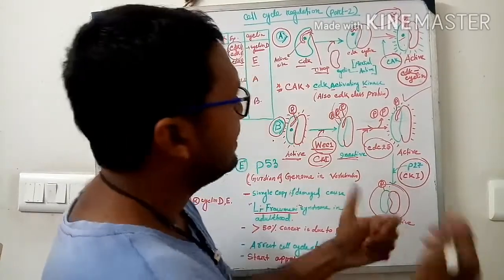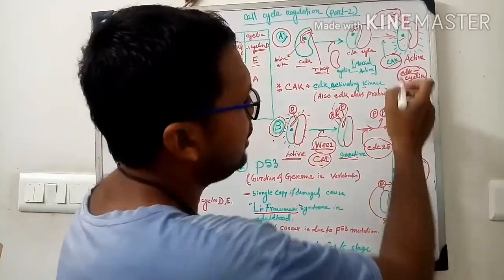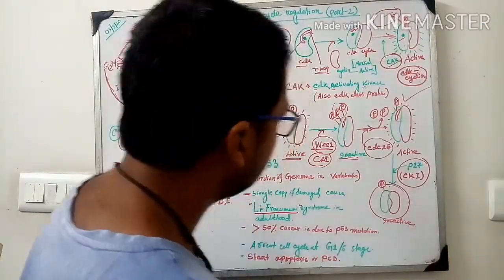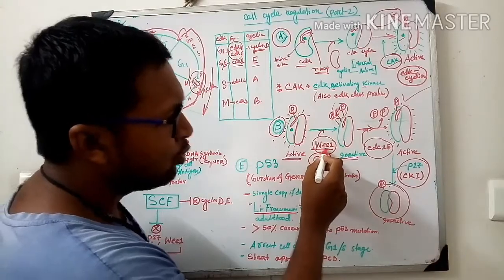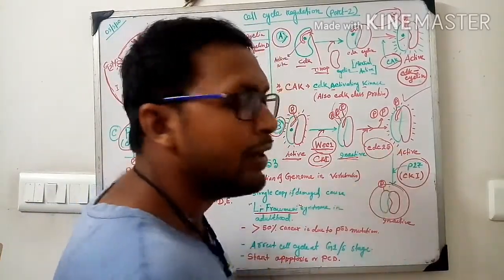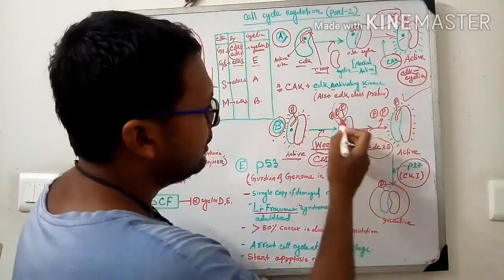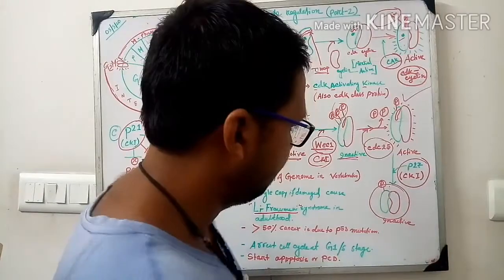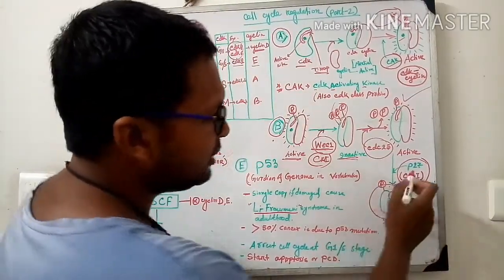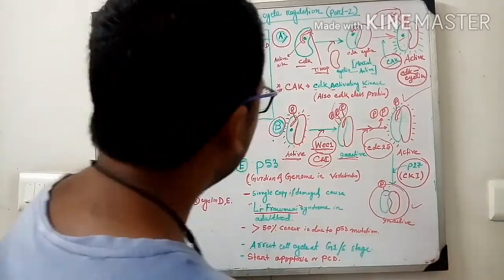So the CDK activating kinase helps to activate the cyclin CDK complex. CDK inhibitors are also there, P21 and P27. Here CDC25 is a phosphatase. It also helps to activate by dephosphorylation, that is, by separation of two phosphate groups. Here it is again inactivated due to CDK inhibitors, which destroy the active site. So this is the B point.